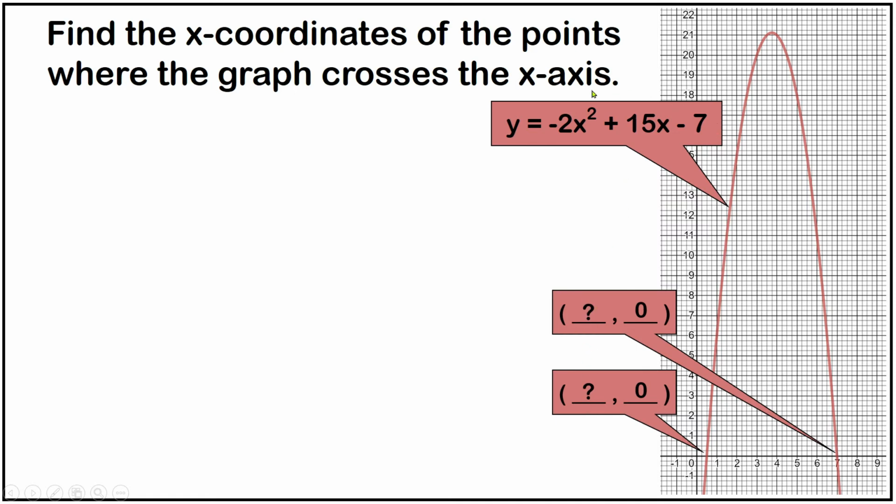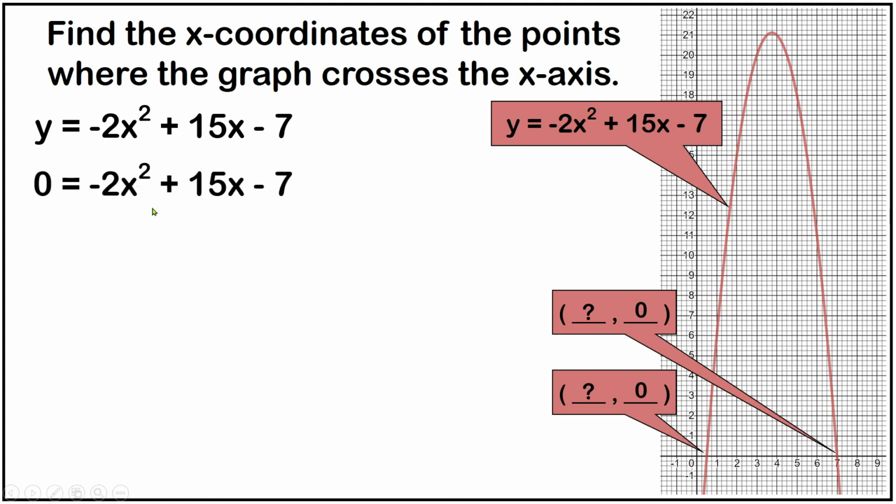So I take the equation that they gave us in the problem. This is the equation that if you graphed it on a graphing calculator would give you this parabola. And there's my equation right there. The first thing that I need to do is realize that my y values for both of these points will be 0. So I want to find out what is x when y is 0. I'm going to take my y value and replace it with 0. So now I have the equation 0 equals negative 2x squared plus 15x minus 7.